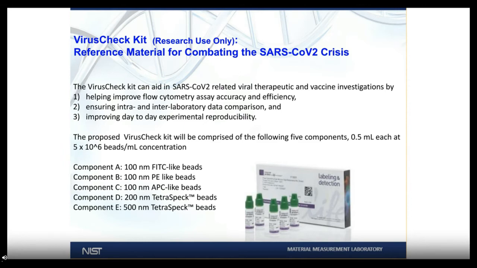The proposed virus check kit is comprised of 5 different components. Each of them is a 0.5 milliliter bead suspension with a concentration of 5 × 10⁶ beads per mil. The 5 components are 3 100 nanometer beads labeled with FITC-like, PE-like, and APC-like fluorophores. And then we have a 200 nanometer bead and a 500 nanometer bead that are labeled with multiple dyes, so-called tetraspec beads.